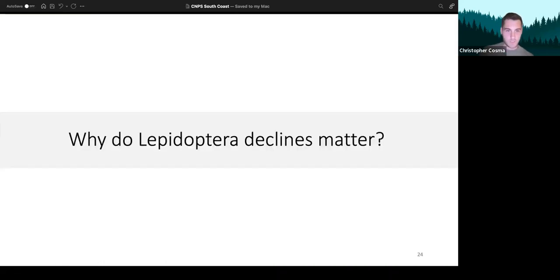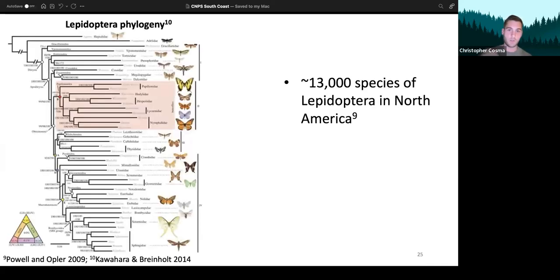So this is bad news. Moths and butterflies globally, and we know also right here in the Western US, are declining. Why does this matter? Well, one of the reasons why we care about Lepidoptera declines is that they're the second most diverse group of insects. So the order Lepidoptera includes over 13,000 species just in North America alone.